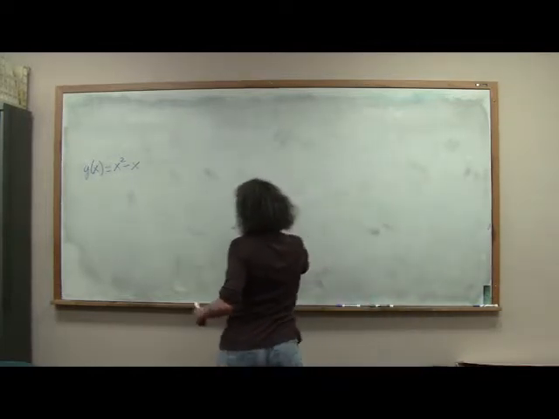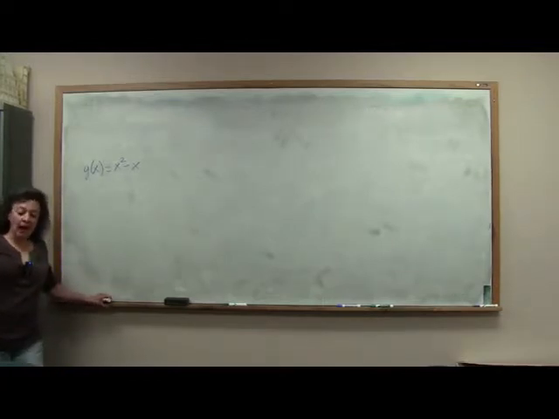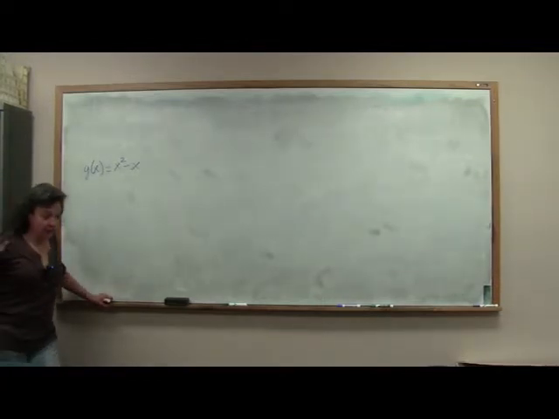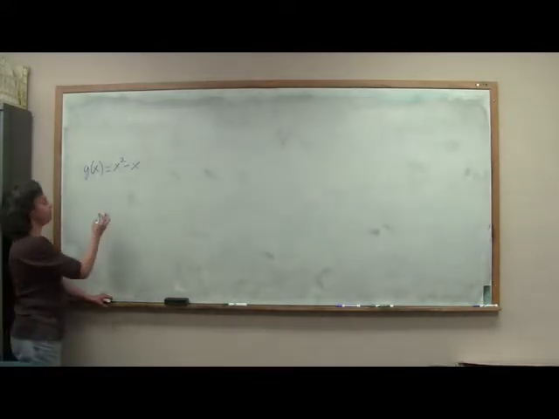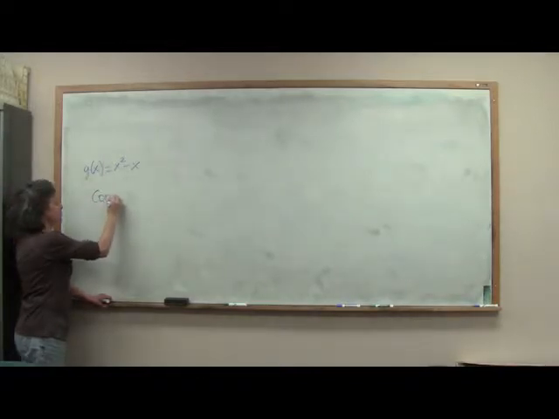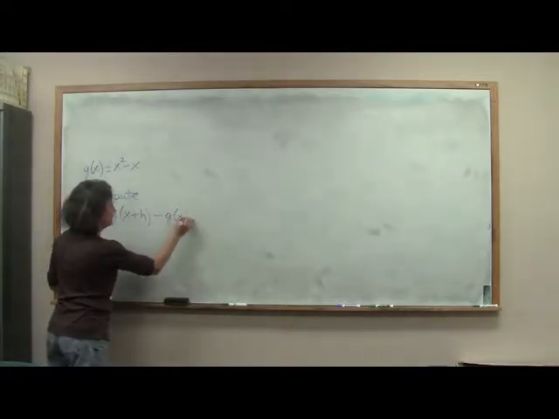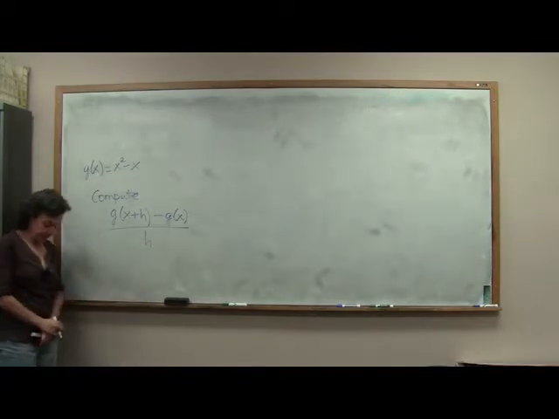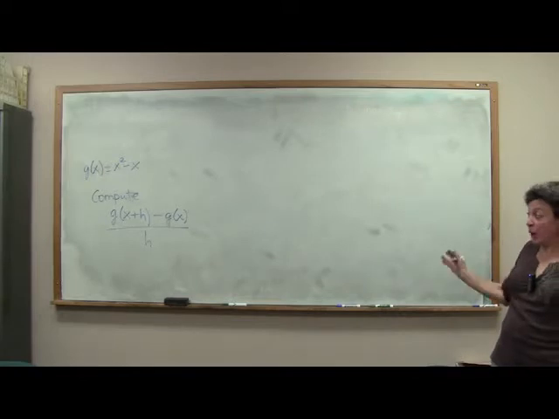What I want us to do is compute something that looks like utter nonsense, but I assure you this is a really important thing in mathematics. Anyone who's going on to calculus, this is something that you're going to encounter, I promise. It's called the difference quotient. Okay? What I want us to do is compute g of x plus h minus g of x all over h.